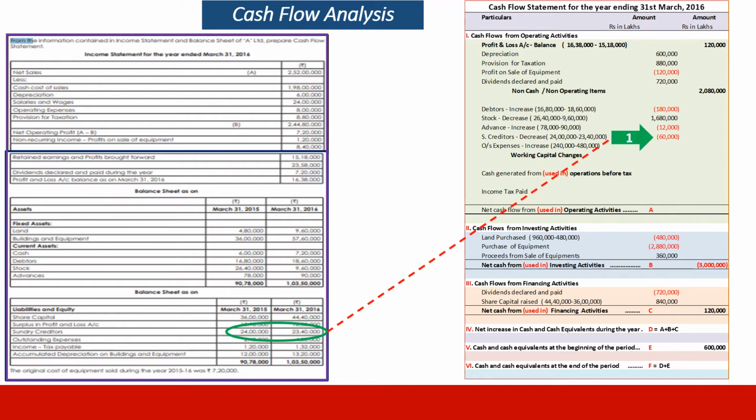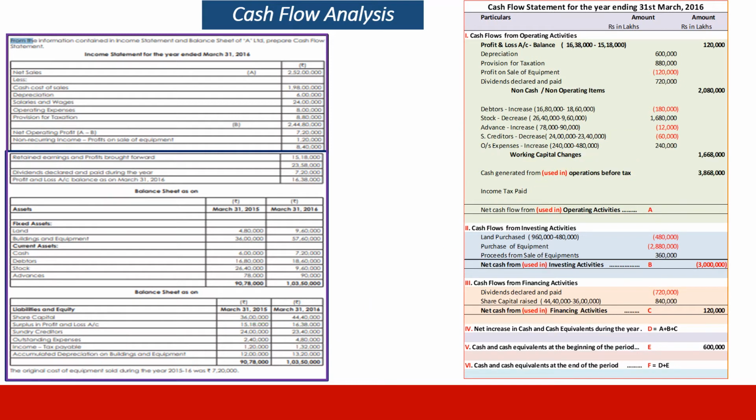Next item is outstanding expenses. Outstanding expenses went from 2,40,000 to 4,80,000, meaning we have availed credit. There is an inflow of 2,40,000, and the next item is income tax payable. We can put the subtotal still now.